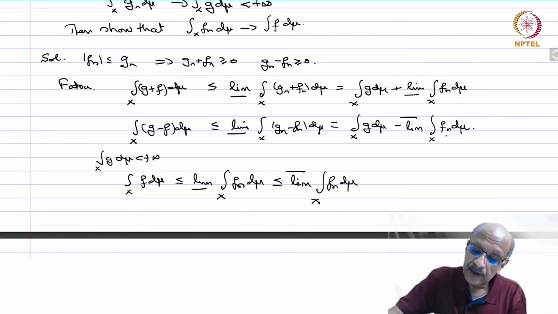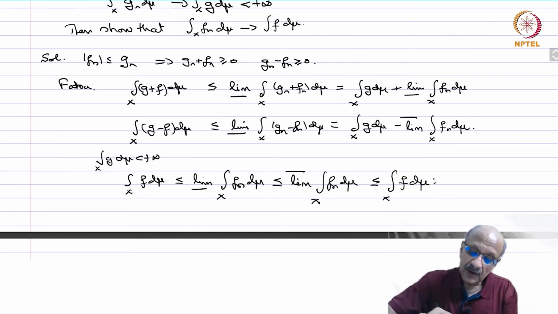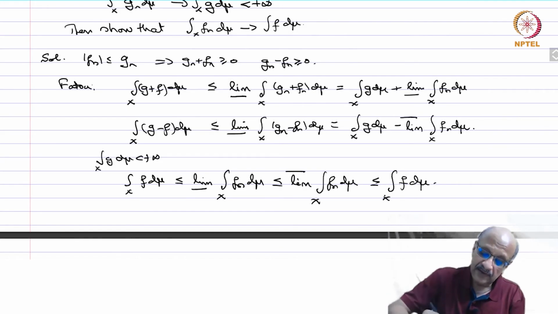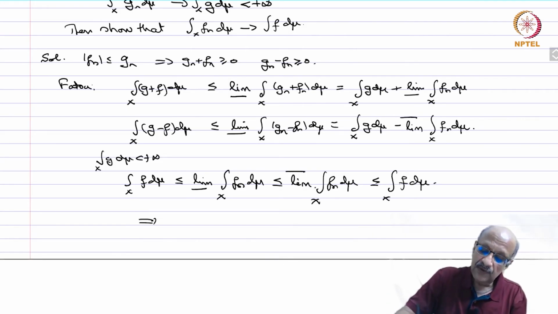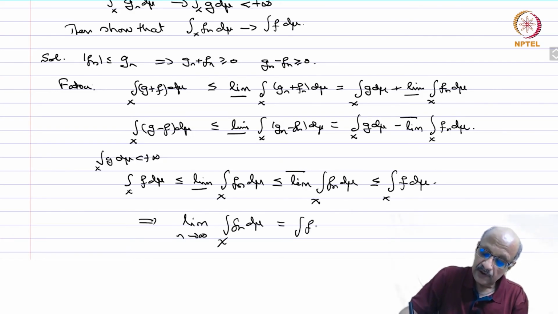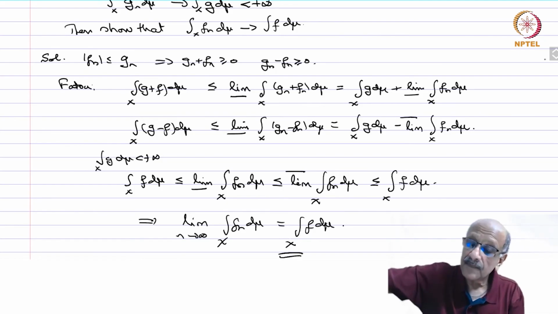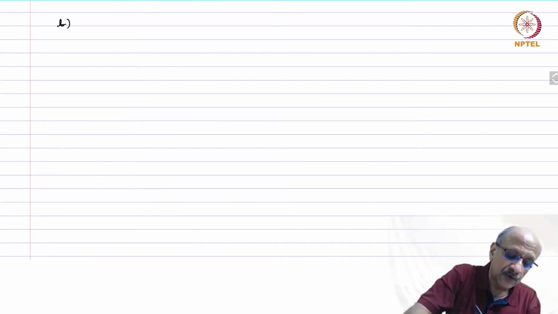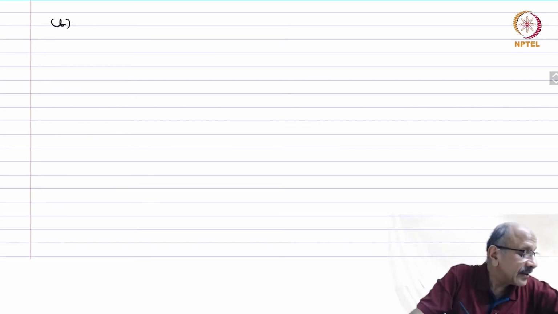But the lim sup here, if you take it to the other side, if you interchange the positions, becomes less than or equal to the integral over x of f d mu. So you have a sandwich in which either end is the same. So this implies lim inf equals lim sup equals this. Therefore the limit as n tends to infinity of the integral of fn d mu over x equals the integral of f d mu over x. Okay. So B, we are going to use this to get a nice result.